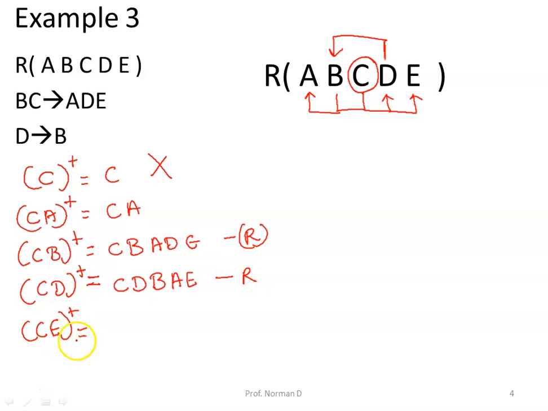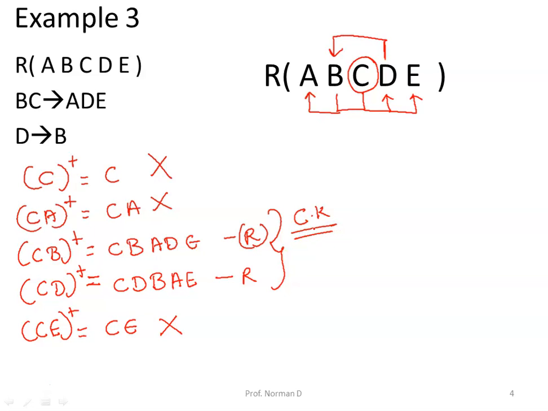Finally, calculating the closure on CE. CE gives us CE and nothing more. So we observe that this is not giving us any relation. Only CB and CD are giving us the entire relation. So as of now we can conclude that CB and CD are your candidate keys.